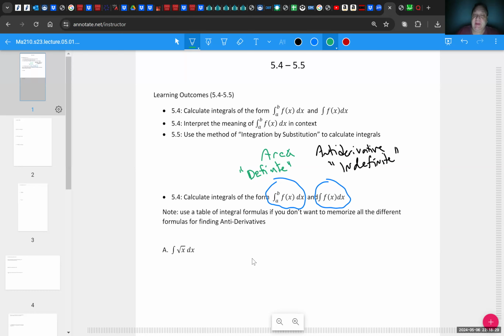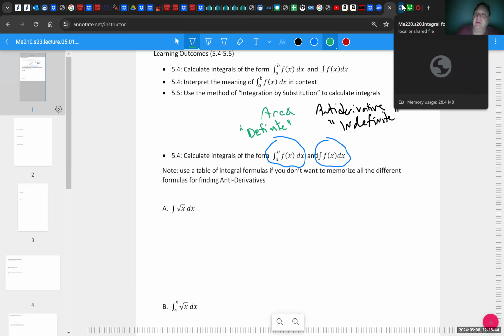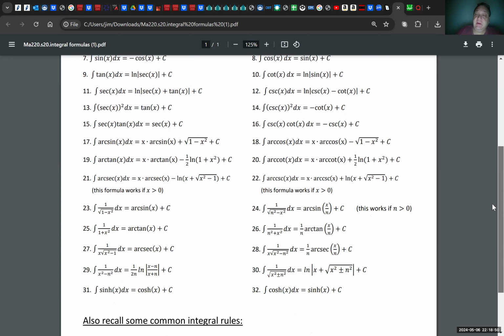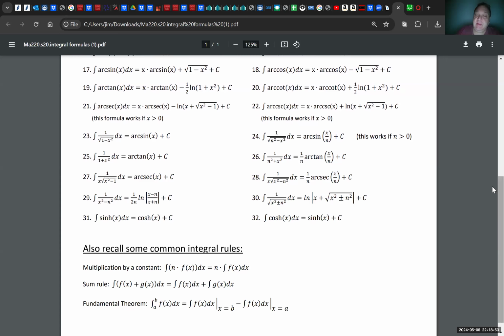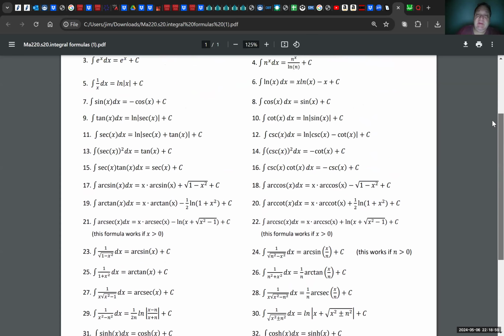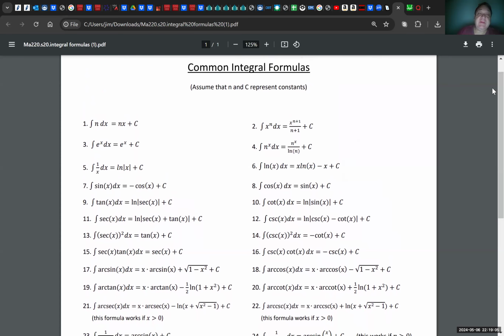So let's look at this example A down here, where I have the indefinite integral of the square root of x dx. So if I go to a list of formulas for integrals, for example, the one I have available on our Canvas page, there are many of them. I didn't write down all of them because there are lots and lots of them. I wrote down 32 of them that are pretty common and some general ideas down below. But if you scan even this list of integrals that I provided, you won't find the antiderivative of the square root of x. It's just not there. It's not one of the common integral formulas.